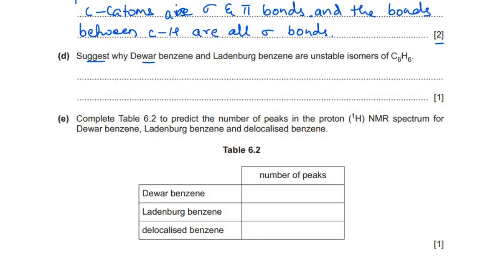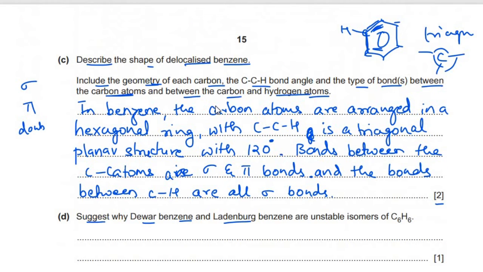Next, suggest why Dewar benzene and the Ladenburg benzene are unstable isomers of C6H6. Now if we know the structure of the Kekulé benzene, we need to know that it's a planar structure where all the bonds, whether it's a C double bond C or C single bond C, are symmetric bonds with symmetric bond size also.